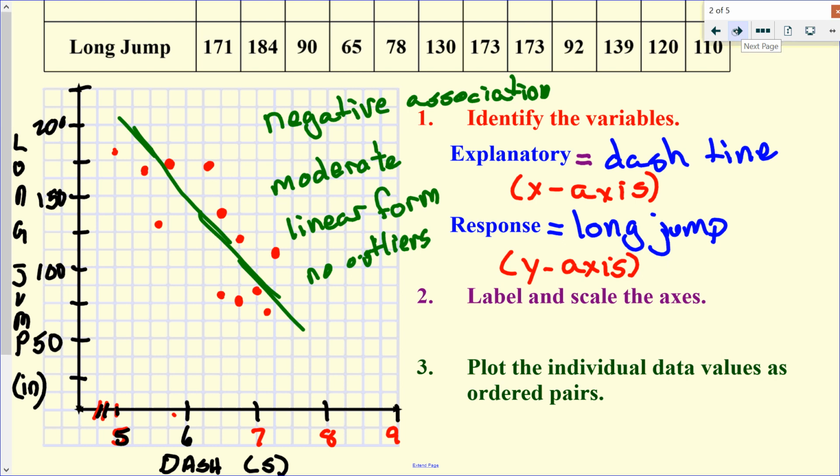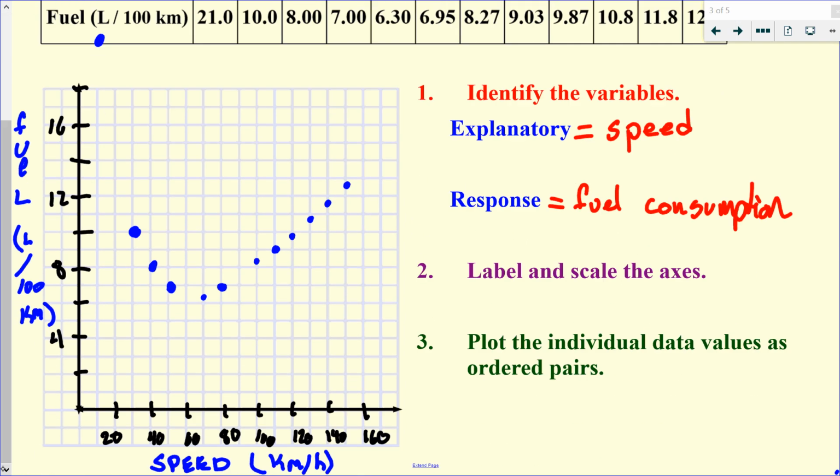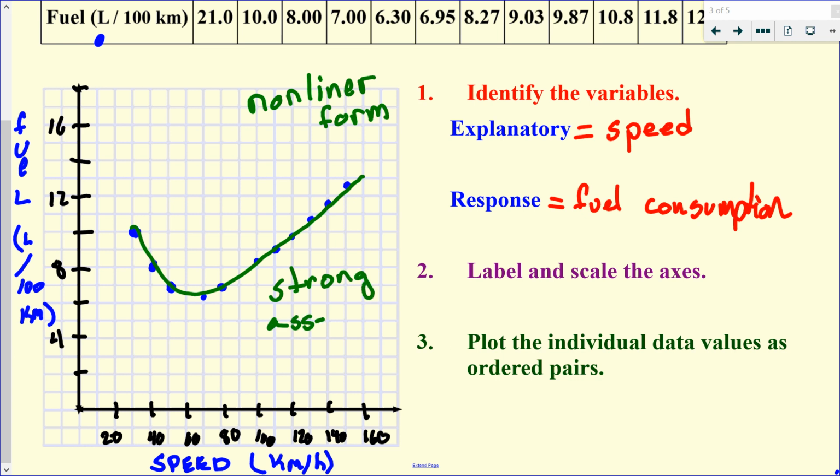So let's look at number 5. Number 5, we can't even say it's positive or negative because you've got it going down and then going up. This one is a nonlinear form, because if we trace this one, it's got this curve. That is definitely not a line. But I can almost trace right through those points without wavering. So this one is definitely a strong association.